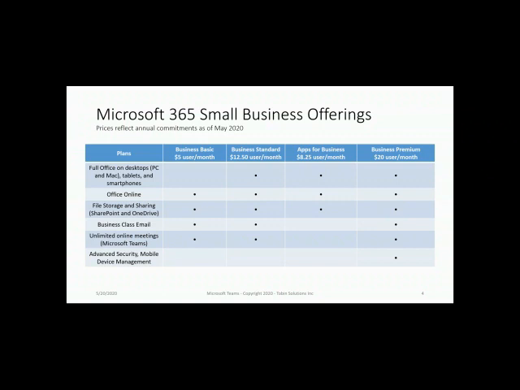Business Standard is what used to be known as Business Premium, and that's the one that's got the full version of Microsoft Office along with all the online technologies. They have one just called Apps for Business, which is really if you just want to use Microsoft Office and have the latest version and be able to share files. Some people find Apps for Business is useful.